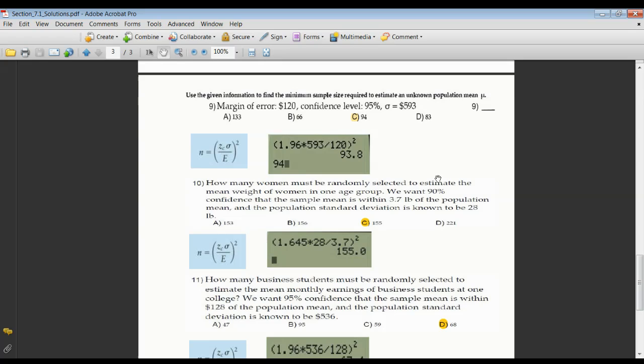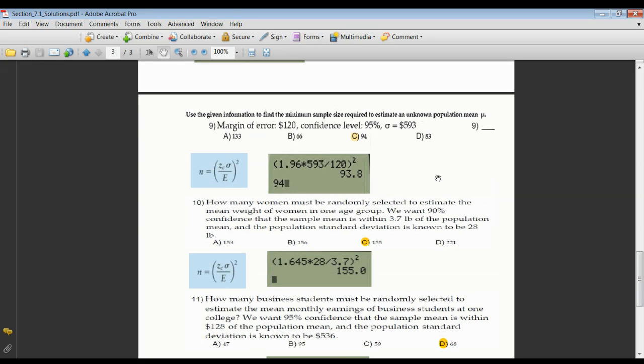All right, so we flip the script now. There is no calculator function that gives me the sample size that I need to take in order to be, in this case, 95% confident. But there's a formula. I'm putting in 3 values, and I'm squaring the quotient. For 95%, there's my z-score. Sigma is 593, divided by the error. I tell you the error is 120. I'm taking this quotient and I'm squaring it.